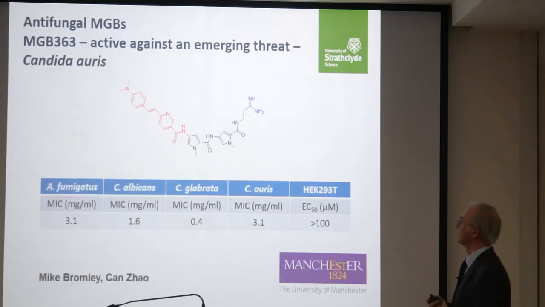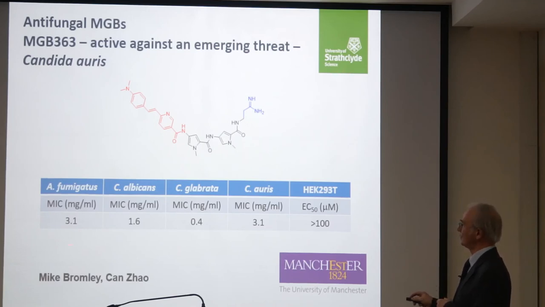On the other hand, in a particularly encouraging set of results, Mike Bromley and his colleague Kan Xiao at the University of Manchester have looked at this very fluorescent compound, which is MGB363, and particularly pointed out, firstly, the very high activity against Candida glabrata, and also the fact that there is significant activity against Candida auris, which is not something that is very common.